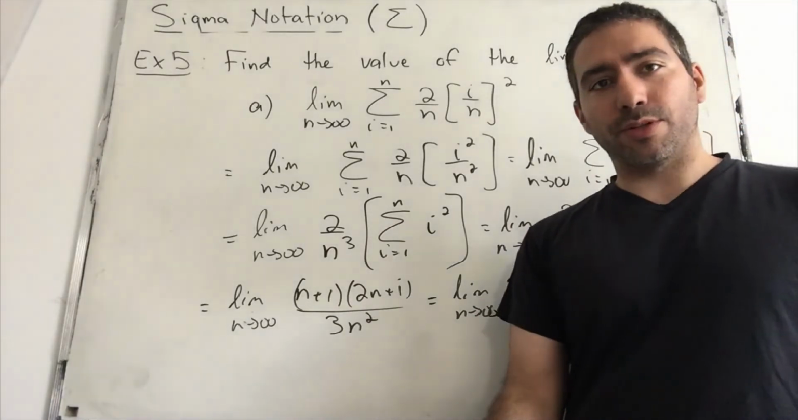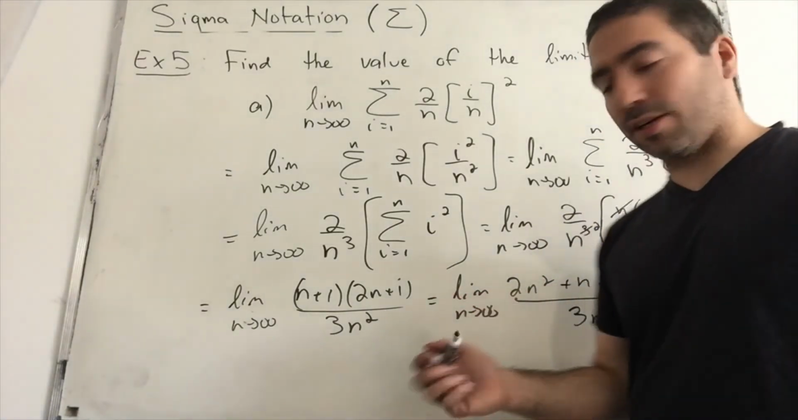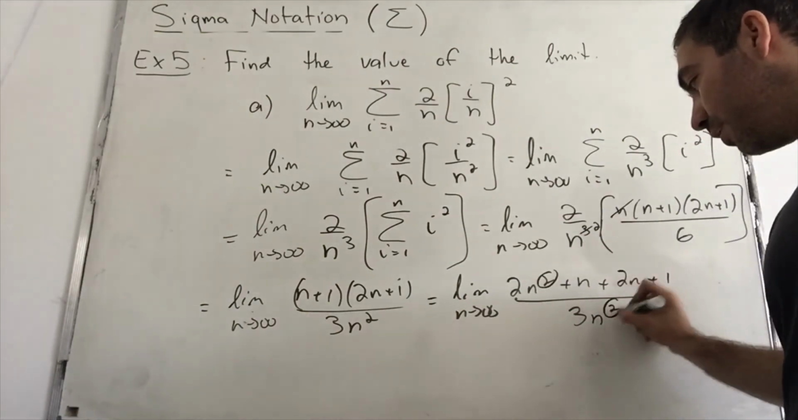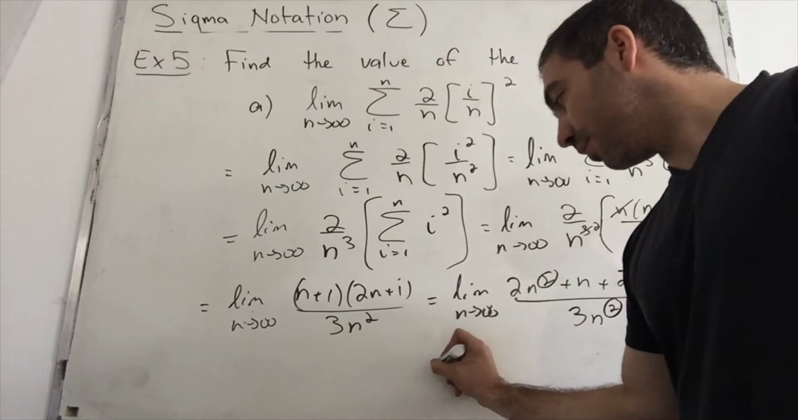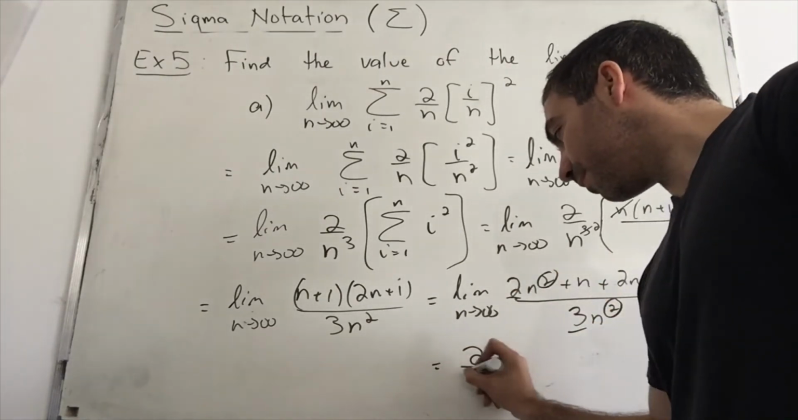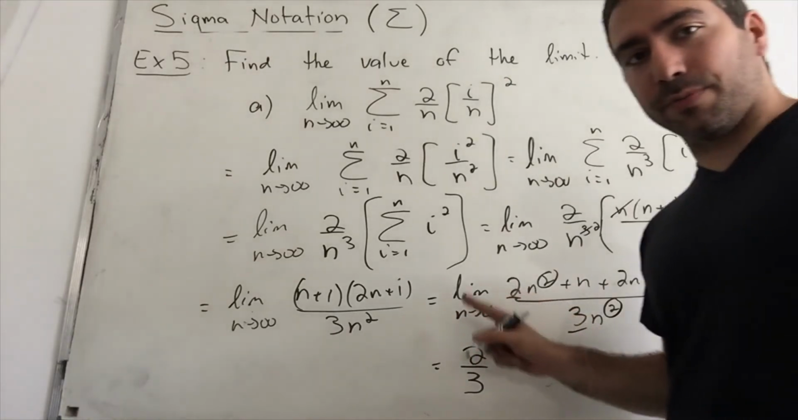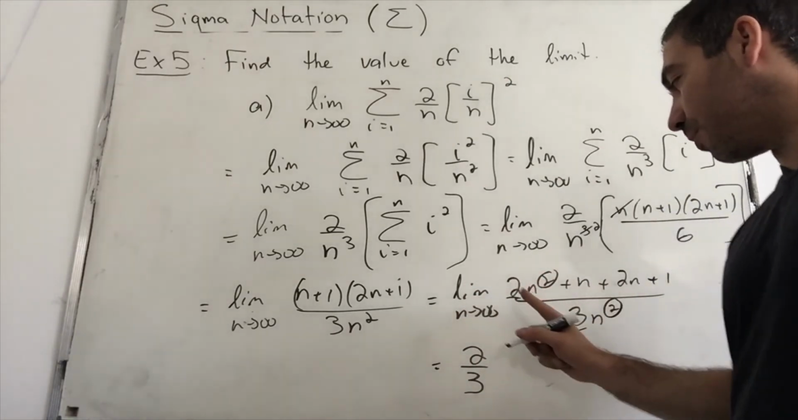Okay. Now we use the property that we saw earlier, where if the highest exponents are the same, which in this case they are, we have n squared and n squared, then we just take the coefficients in front. So the answer of this limit is 2 over 3. Okay. You could take the limit as n goes to infinity of each term individually, or divide or factor out the numerator and the denominator by n squared.